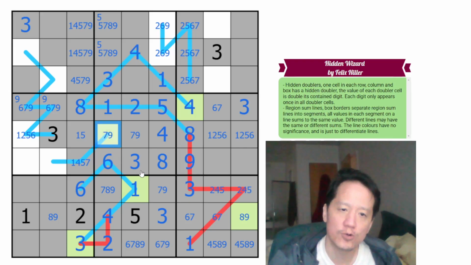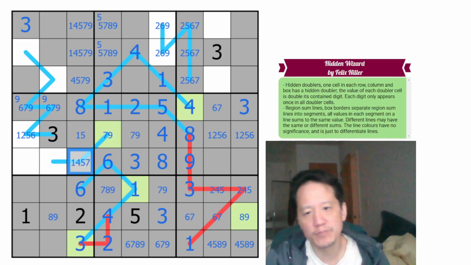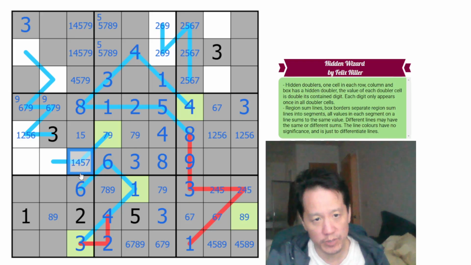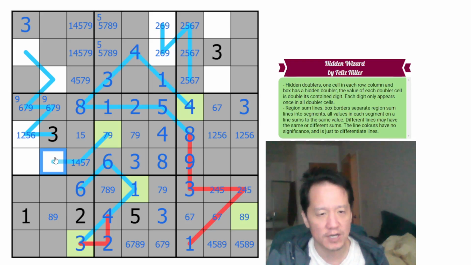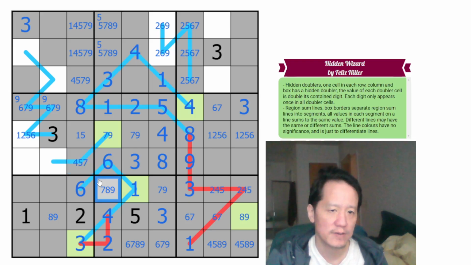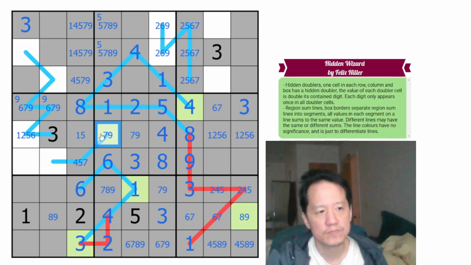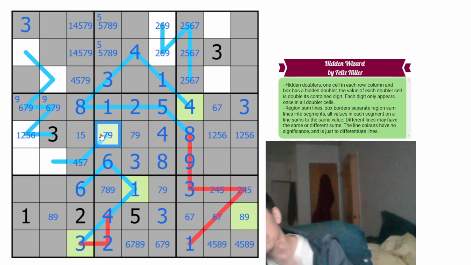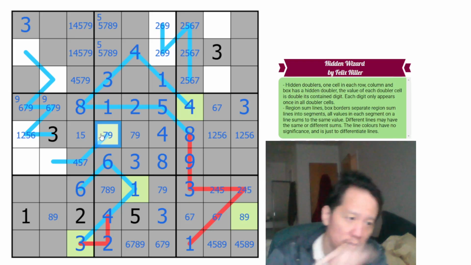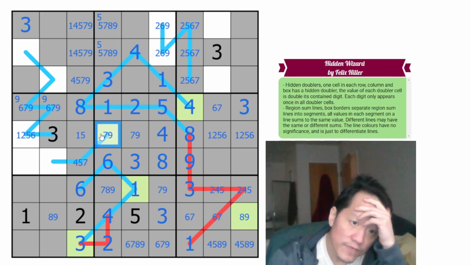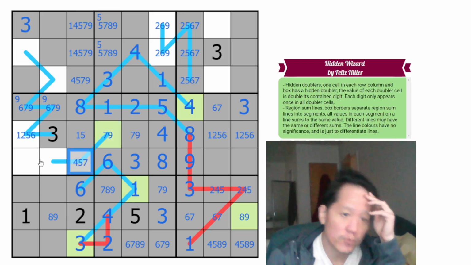So this is at least 14, which means this can't be 1, because if it were 1, 13 would have to be a doubler, which is not allowed. You would have to have 6.5 doubled, which is not allowed. So this cannot be 1. This could be 4 with a 5 doubled to add up to 14.